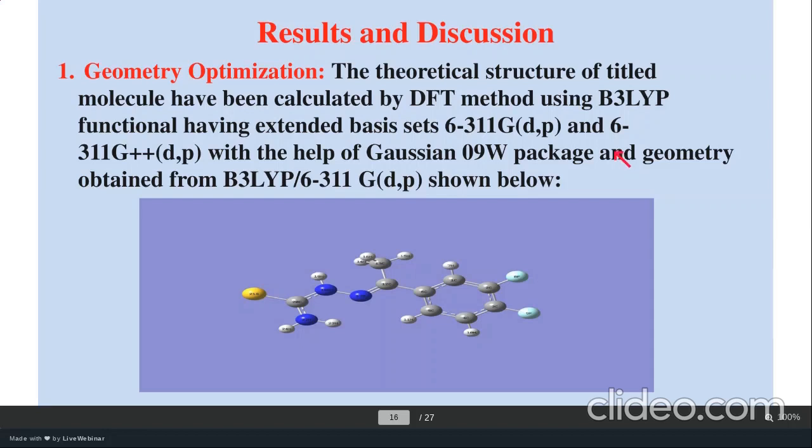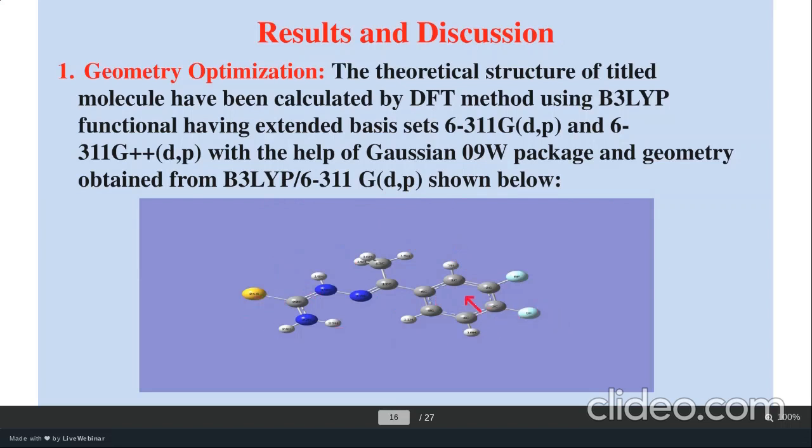The theoretical structure of the title molecule has been calculated by the DFT method using the B3LYP functional with the extended basis sets 6-311G(d,p) and 6-311++G(d,p), with the help of the Gaussian 09 package, and the geometry obtained from B3LYP 6-311G(d,p) is shown below. Actually, we have optimized our title molecule on two basis sets, but the geometry of the molecule is shown on this basis set. Here in this figure, we can see our title molecule.